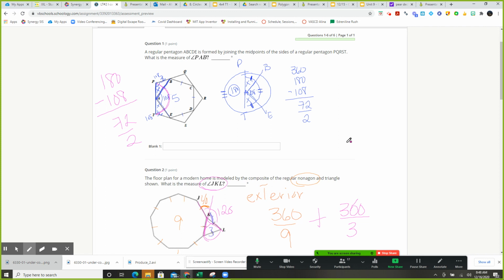So the central angle of the 3-blade windmill, how would I find the central angle of the 3-blade windmill? 360 divided by 3. Central angle is always 360 divided by the number of pieces, or the number of sides, or the number of angles, however you want to look at it. So number 1 is 36. Yep. Thank you. You're welcome.